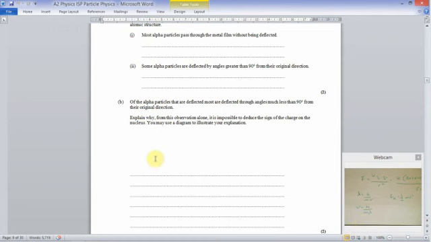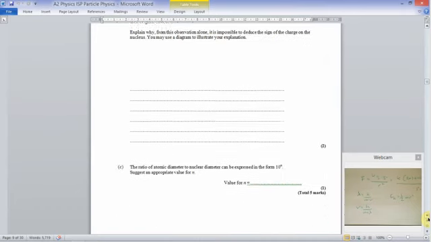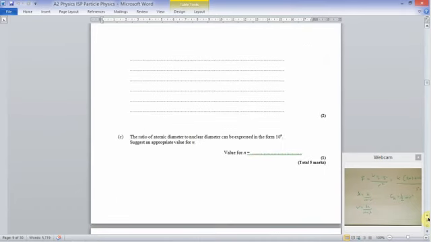So you could draw them out. So you could draw a positive nucleus and show that it's repelled, the positive alpha particle. You could draw a negative nucleus and show that it would have been attracted and still come out at an angle less than 90. It's the fact that it does angles greater than 90 that allowed us to figure out it was positive. The ratio of atomic diameter to nuclear diameter can be expressed in the form of 10 to the power of n, suggesting an approximate value of n.